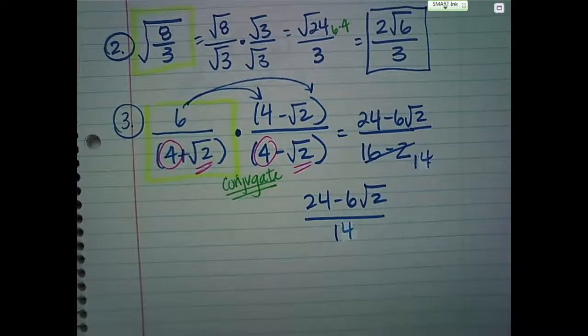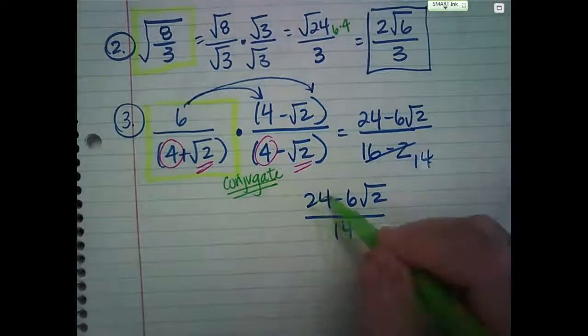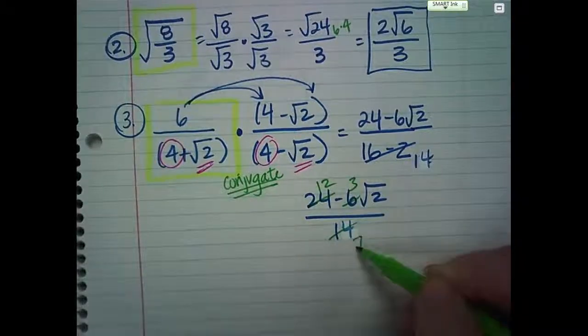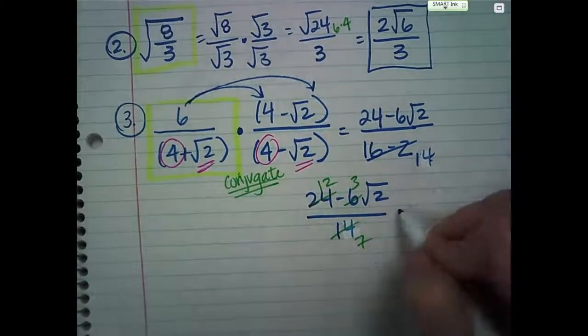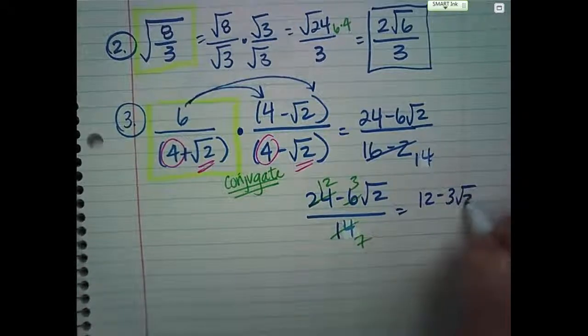Now what? What fits into a 24, a 6, and a 14? A what? A 2. So take 2 out of everything. 12, 3, and 7. So your final answer is 12 minus 3 root 2 all over 7.